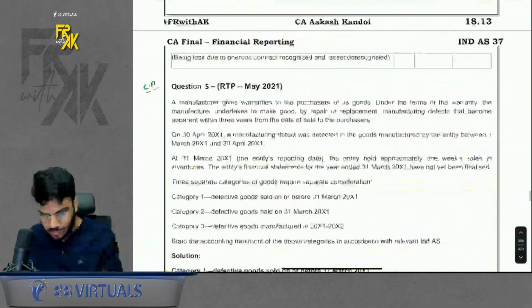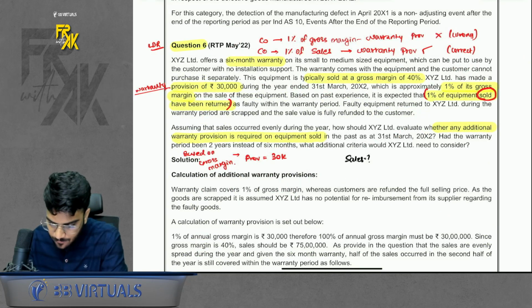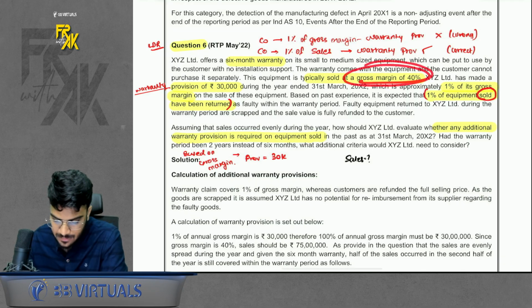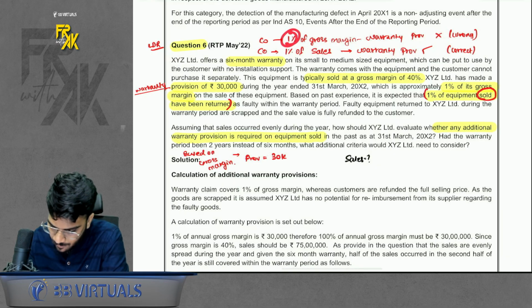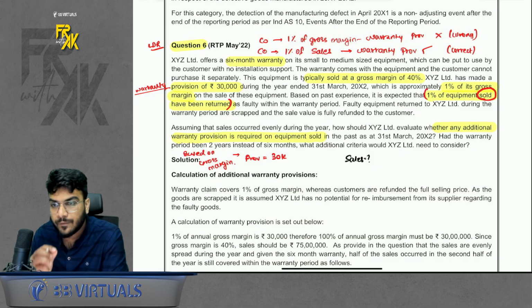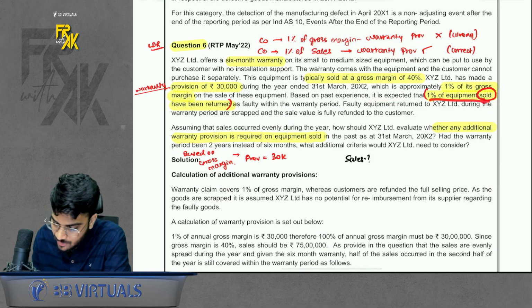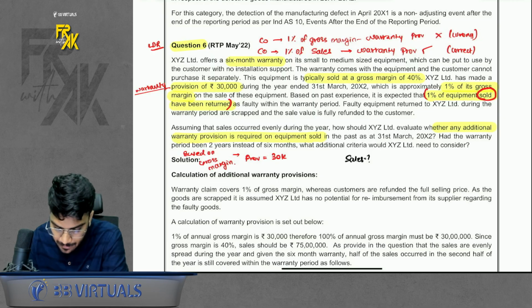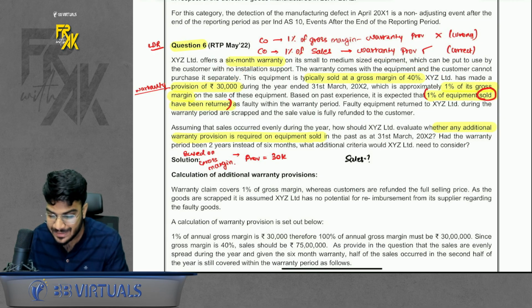Then the next good question is, I guess, question number 6, which relates to warranty. So basically they are saying that we provided a 6-month warranty to the customer. Typically our gross margin is given as 40%, but we make the provision of 1% on gross margin. As of now, we are making the provision on 1% of gross margin. But when the company checked based on past experience, it is expected that the warranty claim will be 1% of equipment sold. That means the company made a mistake of making the provision on the gross margin amount. The provision should be made on the sales amount.